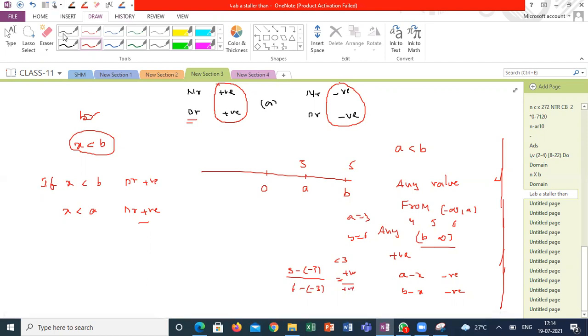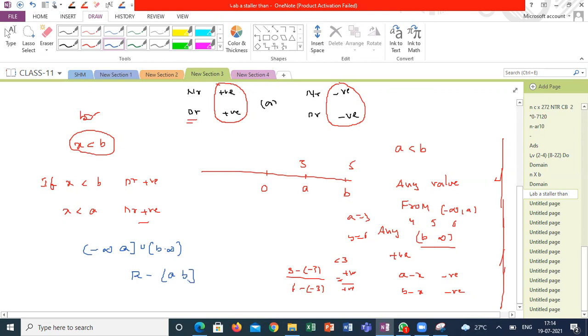So what is the domain here? Minus infinity to A, where A can be included, union B to infinity, or R minus the interval A to B, with B included. I can write it like this. Am I right or wrong, guys?